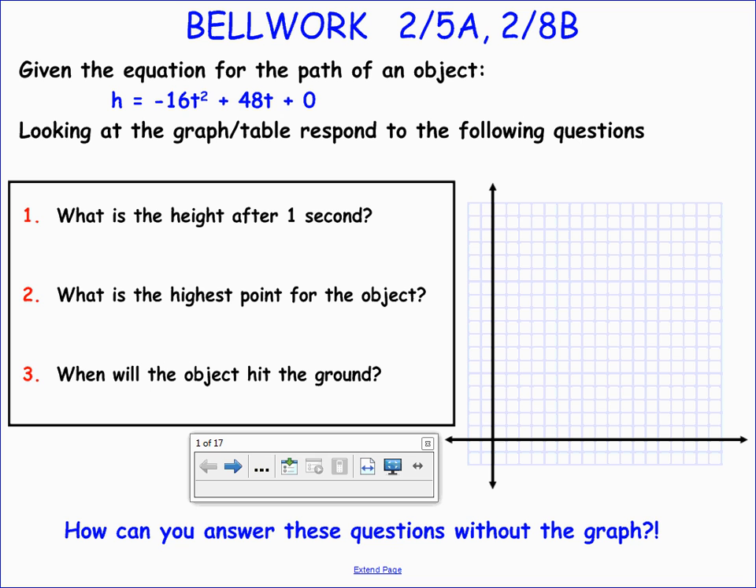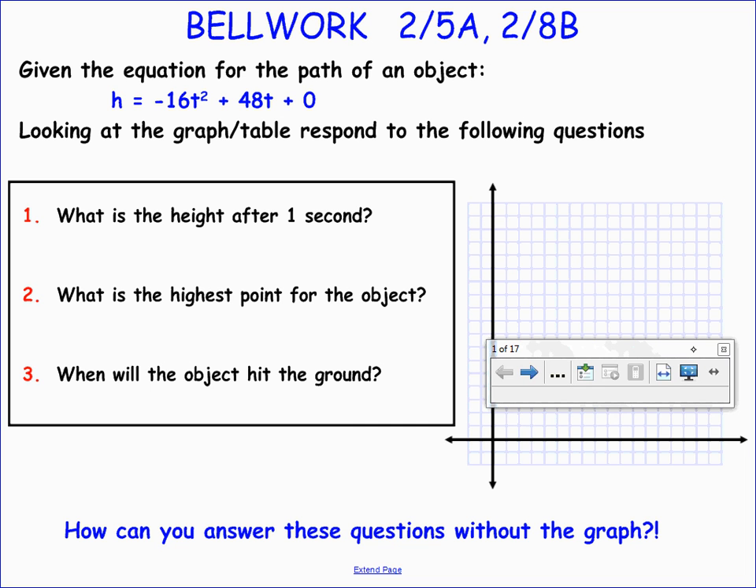The first part, I want you to use graphs and tables on your graphing calculator in order to answer these 3 questions. Let's suppose that we have the path of a projectile object, and it's given by the height h above ground after t seconds is negative 16t squared plus 48t plus 0. Let's use our graphing calculator to answer questions like, what's the height after 1 second? What's the highest point for the object? And when will the object hit the ground?